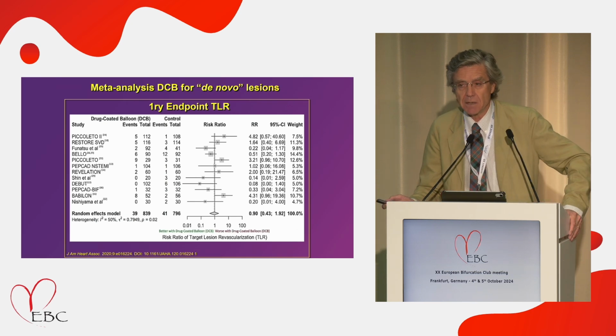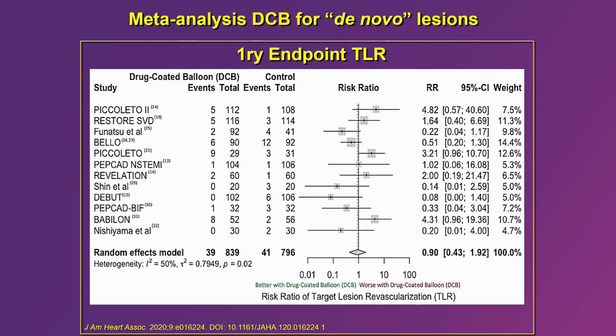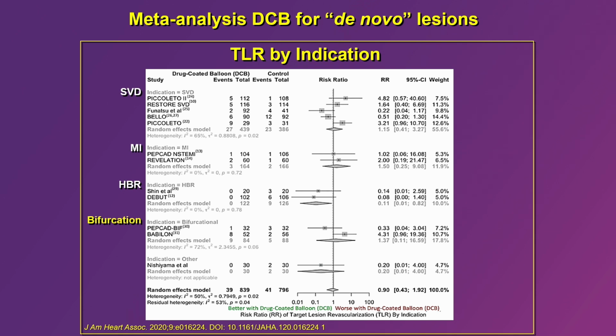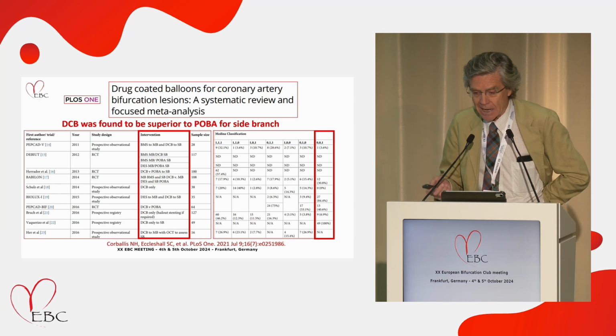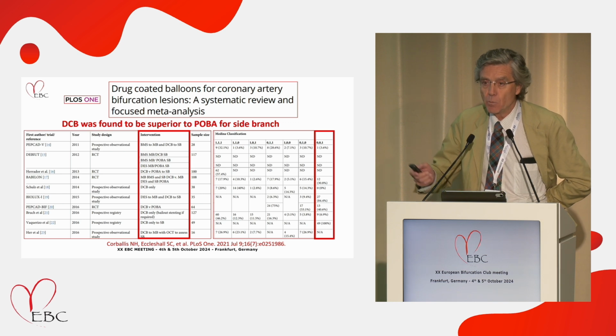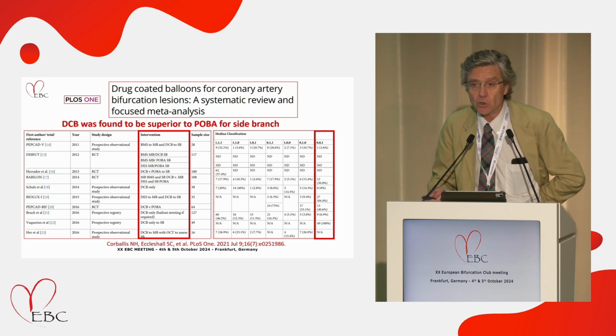Now, the other side of the same story is what we know about bifurcation. I mean, you are experts here in the field. This is a meta-analysis we performed some years ago regarding the DCBs for de novo lesions, and obviously in selected patients where the two strategies were considered of value, we found that the primary endpoint of this meta-analysis, TLR, was similar for DCBs as compared with other strategies, and this applies for patients that were included in bifurcation randomized clinical trials. Regarding other meta-analyses, this is a very nice meta-analysis by the group of Simon Eccleshall, putting together both randomized clinical trials but also observational studies.